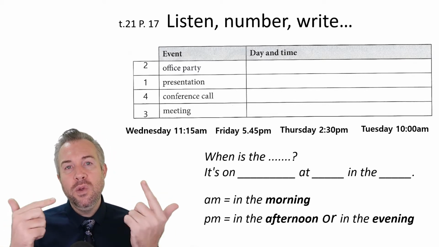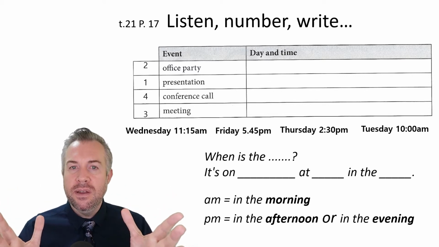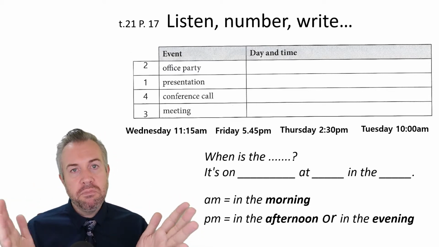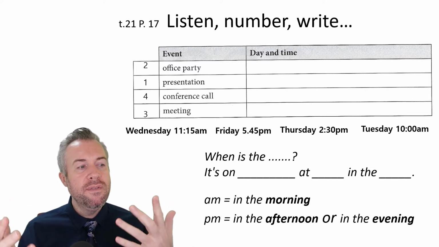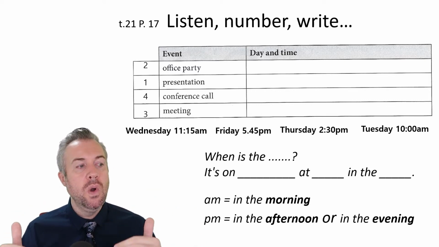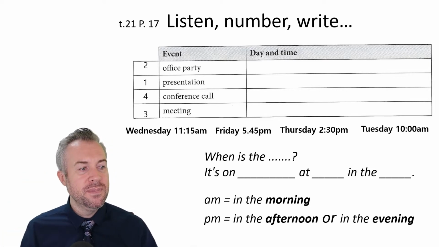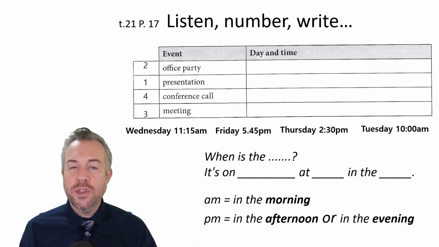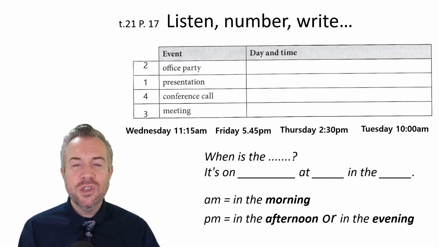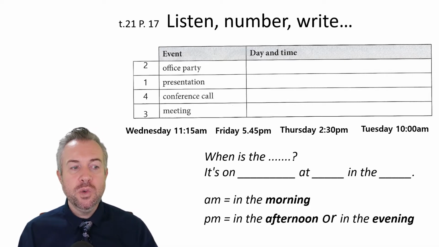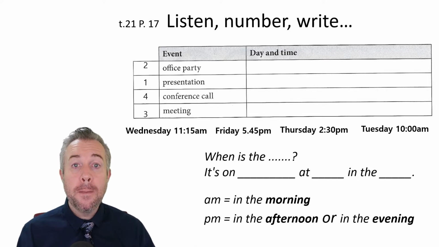And like we talked about in Unit 2, there is some freedom here. So you could say 5:45 in the afternoon if you feel like it, or maybe you feel that 5:45 is the evening, so at 5:45 in the evening. Both would be fine. Thursday at 2:30 p.m. would be on Thursday at 2:30 in the afternoon. 2:30 p.m. is afternoon. And the last choice is on Tuesday at 10 o'clock in the morning.